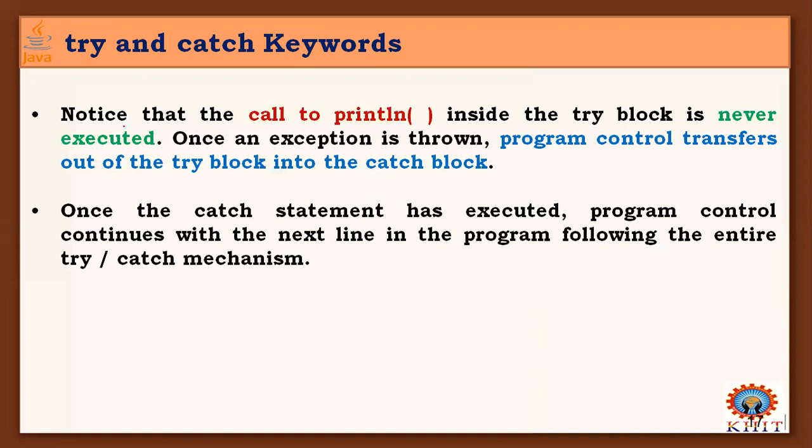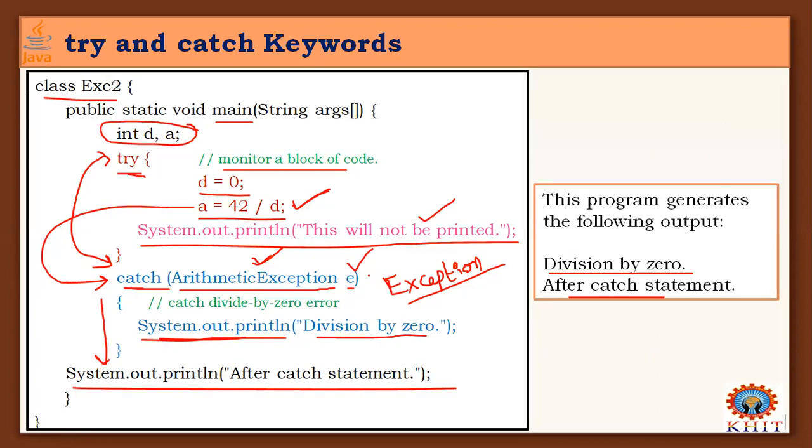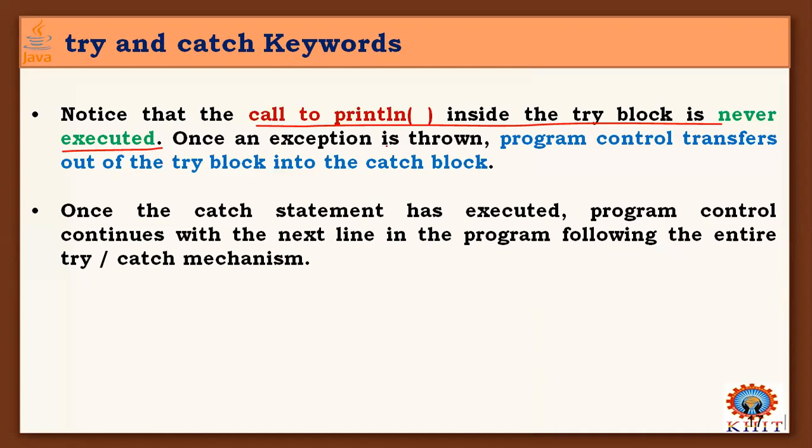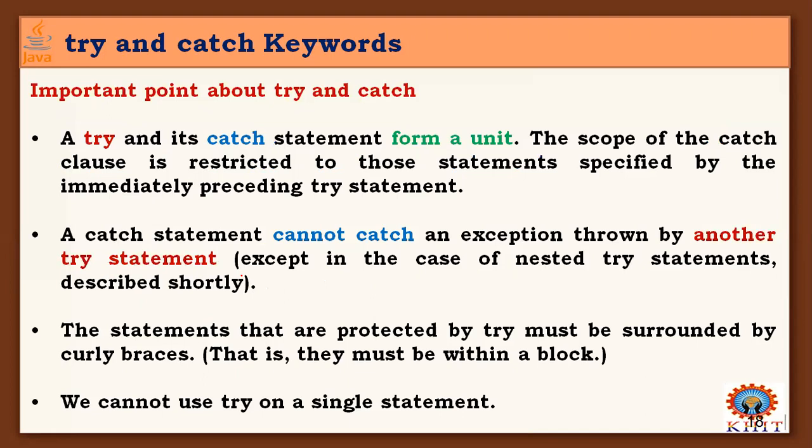If you observe here, notice that the call to print inside the try block never executed, that is, this statement. This statement is not executed in the previous program execution because once an exception is thrown, program control transfers out of the try block into the catch block. Once the catch block statement is executed, program control continues with the next line in the program following the entire try catch mechanism.